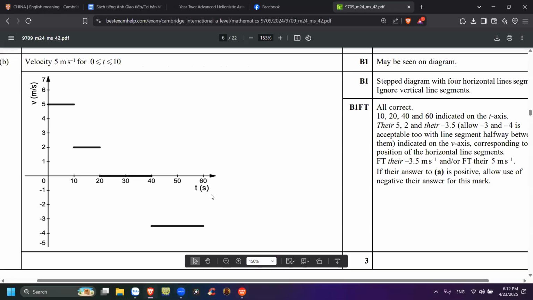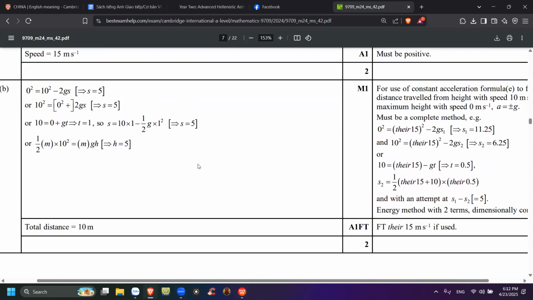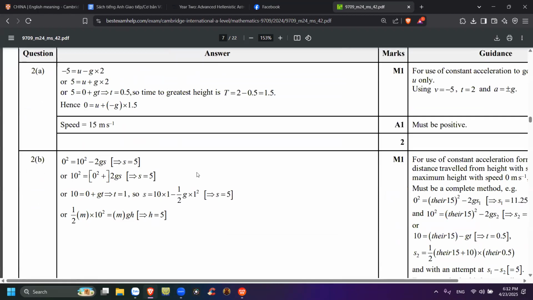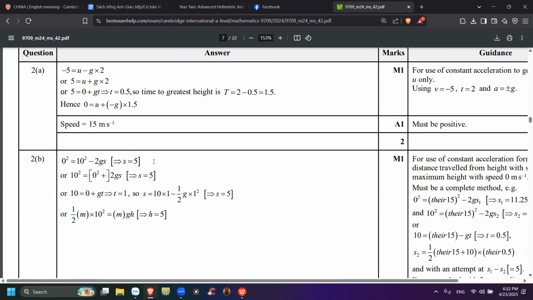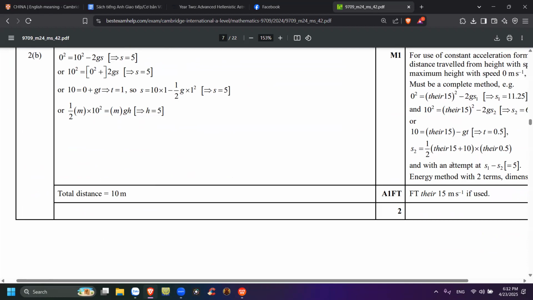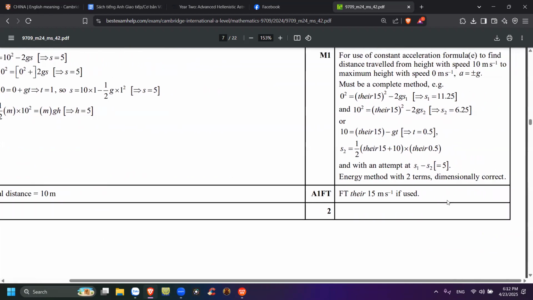So basically for part A, you can find out that the speed is 15 meters per second and it must be positive, okay? Nó buộc phải là số dương và câu B nó là bao nhiêu? So total distance is 10 meters. Wait a moment. They say energy methods with two terms dimensionally correct. Có thể dùng phương pháp năng lượng được luôn nè.